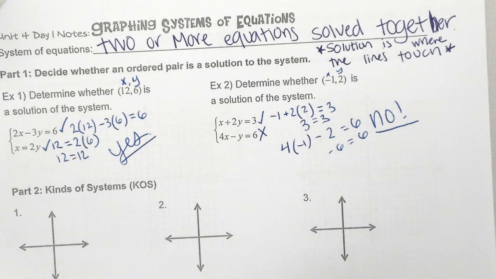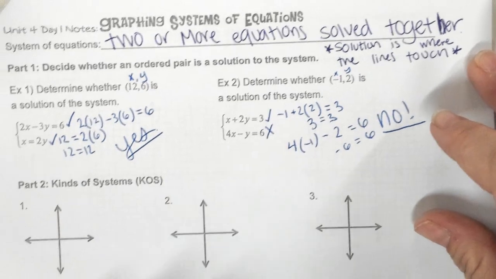Any questions of those? Pretty simple. Okay, so when it comes to part 2, it says kinds of systems. We call this KOS. It just takes up less space. Okay. There's 3 kinds of systems, so that's why I have 3 graphs.